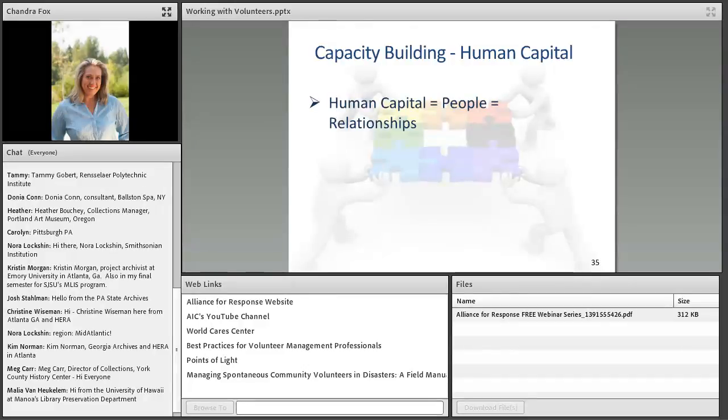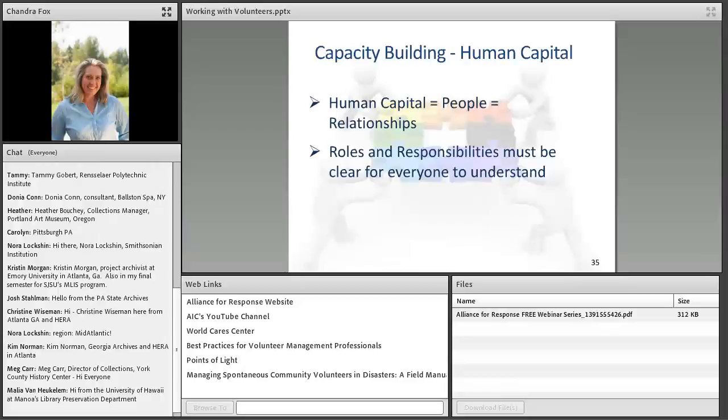But the bottom line here really is that volunteers are a resource, and that resource is human capital. And volunteers are people. And people means relationships. And whether they are your longtime volunteers or whether they are somebody who comes in to help you out for just a couple of days, a relationship is created there. And both sides of that relationship want the relationship to be successful. And people, generally as a rule, do better when they have clarity. When they understand what is expected of them, what the rules of the road are, so to speak.